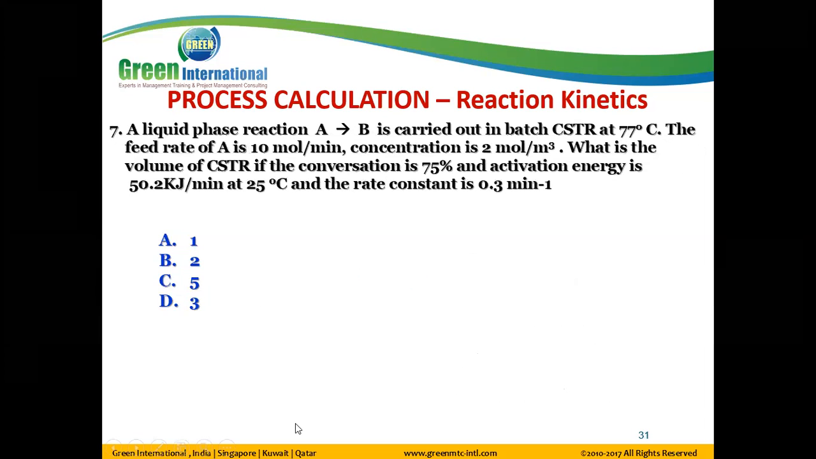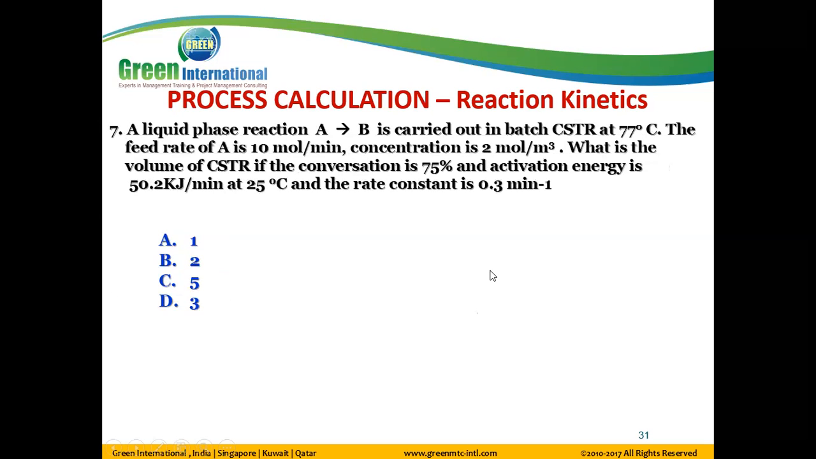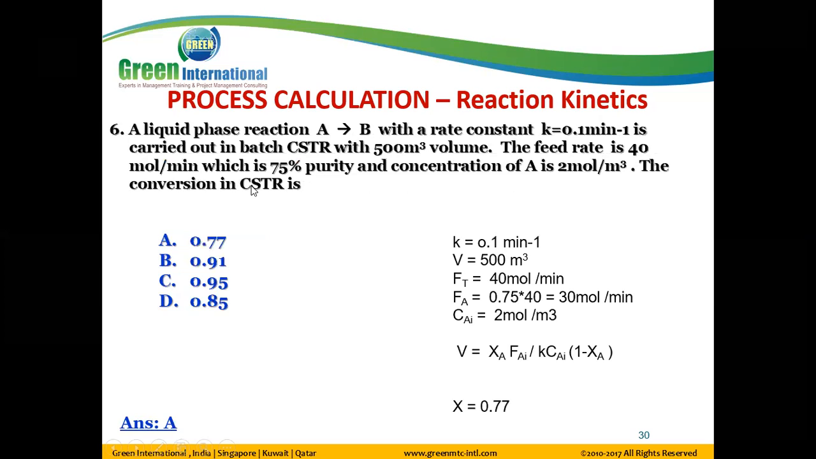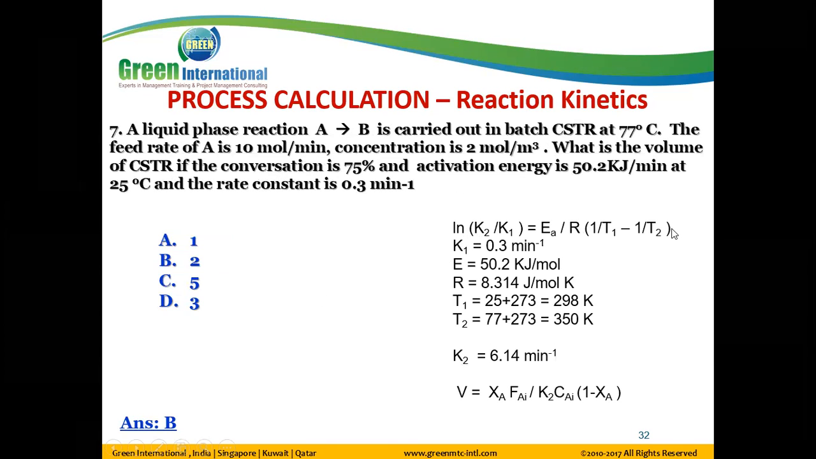So here the 6th question is only talking about the CSTR and calculating the conversion. All are at one temperature, assuming they are not talking about any temperature here. So it's assuming all is happening at the one temperature. Here they have given 77 degrees, but you need to calculate the rate constant. The rate constant is not given, but the rate constant is given at 25 degrees centigrade. When you come to the 6th question, they have given the rate constant 0.1 per minute clearly, but here they have given it at a different temperature. So for that you need to use the K2 by K1 equation, then calculate K2, then substitute in this formula.